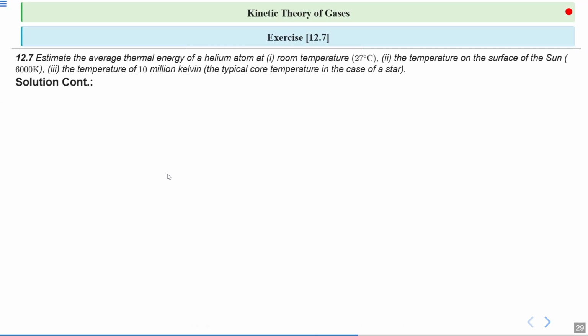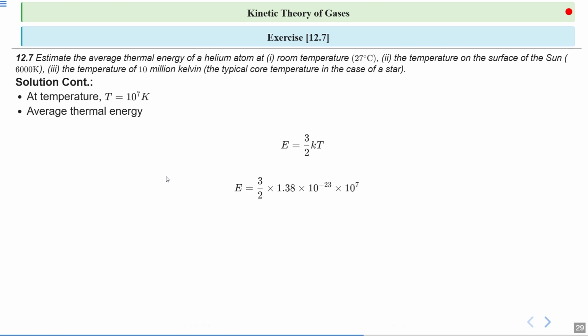Now, at temperature T equal to 10 raised to the power 7 Kelvin, the average thermal energy E equal to 3 by 2 kT. Here E represents the average thermal energy, k is the Boltzmann constant, and T is the temperature in Kelvin. So let's substitute the values into the formula.